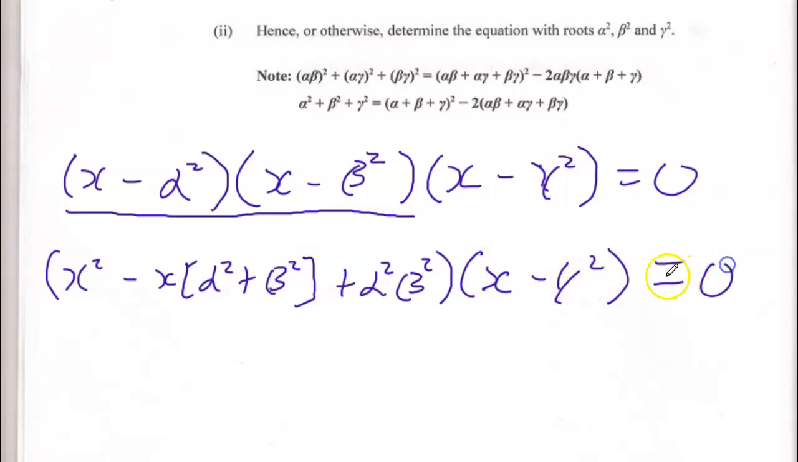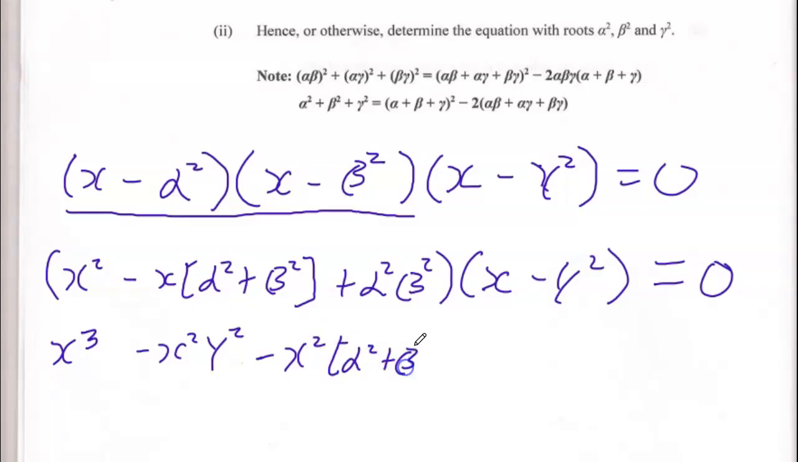Alright, let's expand again. So now we just have two brackets, right? So x squared times x, that's x cubed. x squared times gamma square, that's x squared gamma square. And then we take that second term now and multiply it by x minus gamma square. So we get x squared and our alpha square plus gamma square, right? Now times that term by the minus gamma square. The middle term in the first bracket times x minus gamma square.